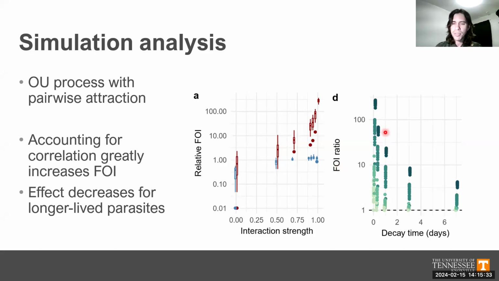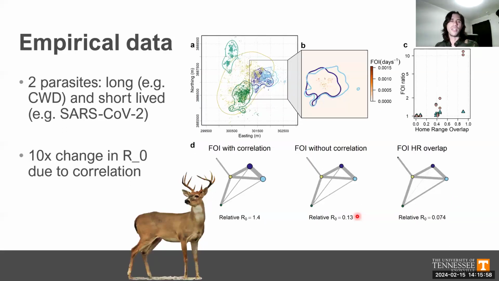Parasites that survive very short periods of time, so here close to 0, for those parasites, the importance of that correlation is much greater than when the time to decay is much longer. And this has very real implications for actual empirical systems. So we actually tested this on an empirical data set of 5 white-tailed deer that were tracked in Tennessee. We did the same process. We calculated the FOI across space for all pairs.